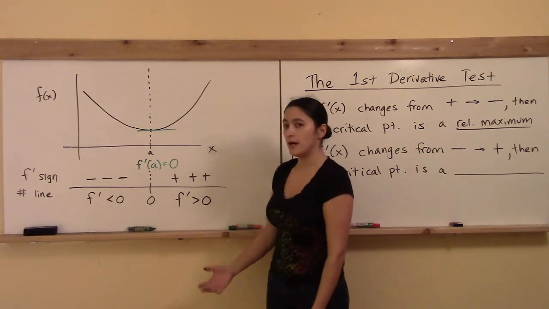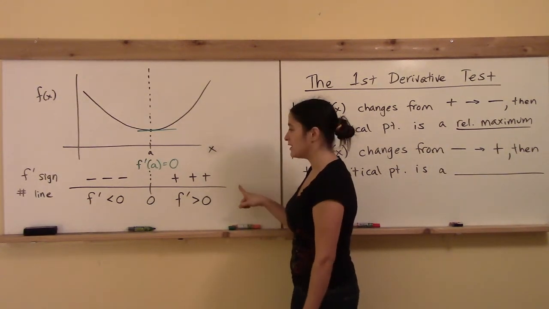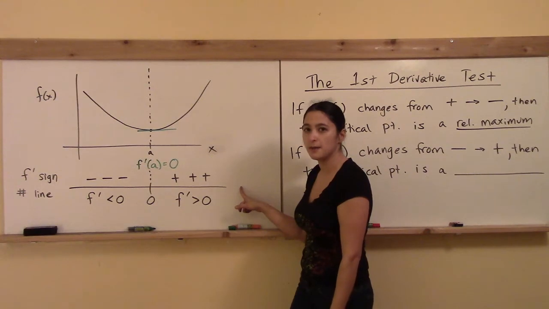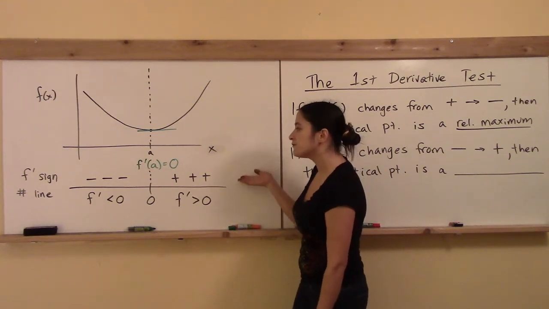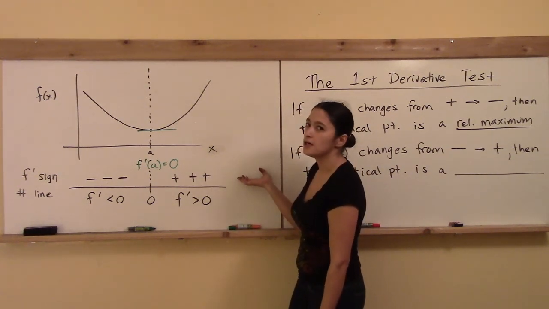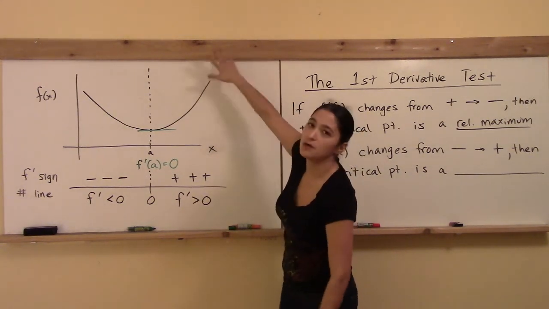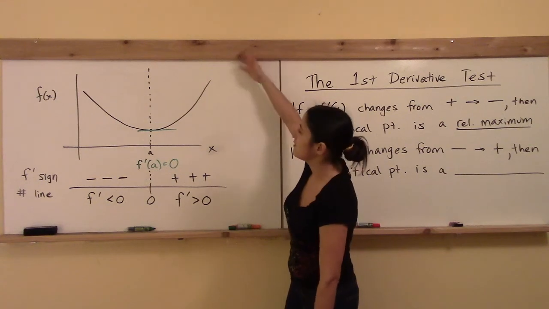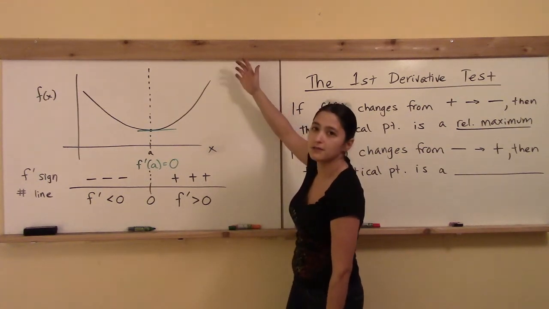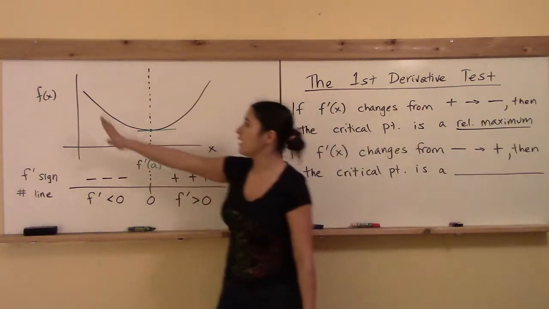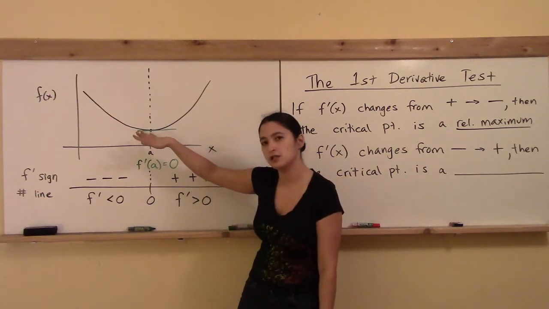Please note that when I'm drawing a plus or a minus on this f prime sign number line here, I am not referring to the sign of the function. I'm referring to the sign of the derivative, because you can see this function is always positively numbered. You see it's above the x-axis the whole time. These are all positive numbers, and yet the behavior of the function is that it's decreasing here.